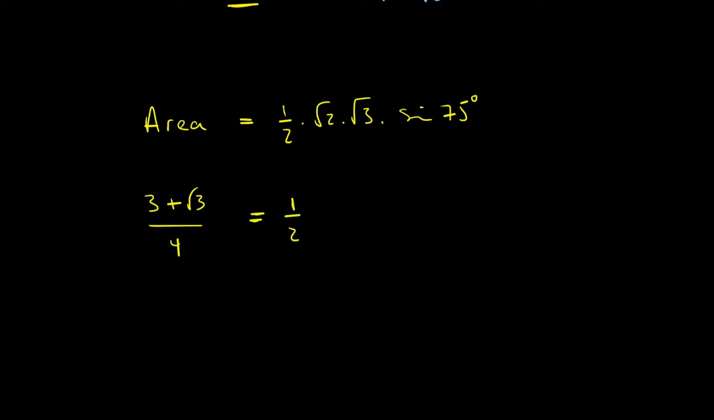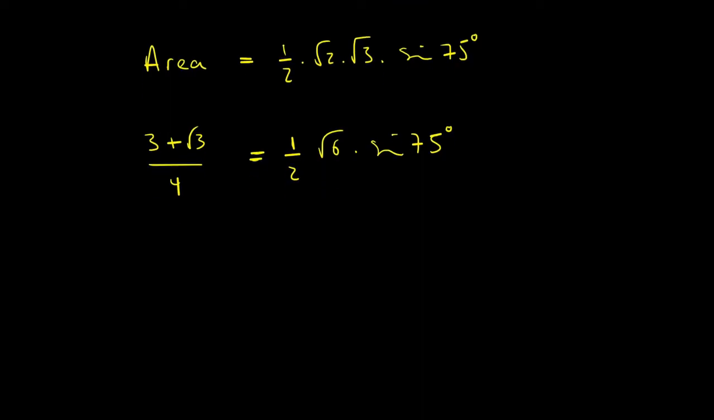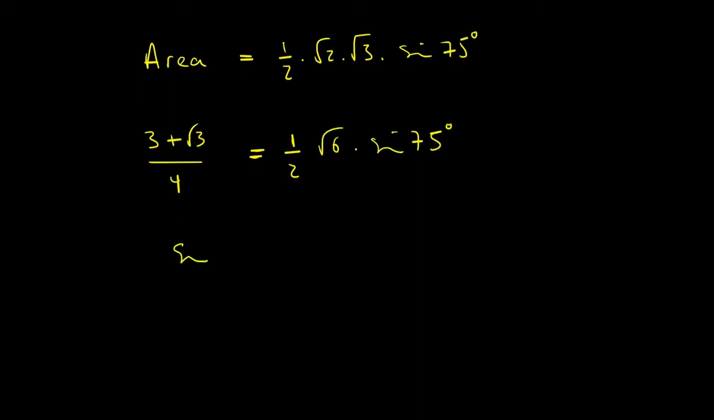So how are we going to simplify this? Well, firstly, root 2 times root 3 is equal to root 6 for the reason I've just stated. So I'm going to times both sides by 2 and divide by root 6. So we get sine 75 degrees there is equal to 3 plus root 3 upon 4 times by 2 and then divided by root 6. Okay, well, first thing we can do is we can divide top and bottom by 2. So that becomes 2 on the bottom.